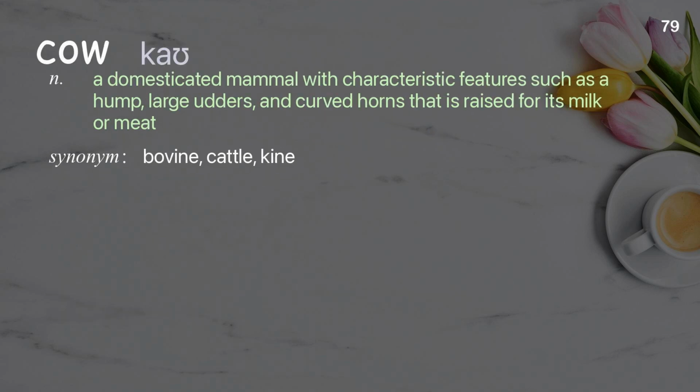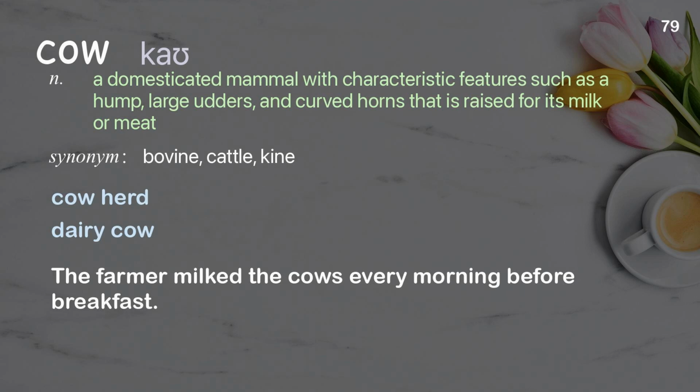Cow. A domesticated mammal with characteristic features such as a hump, large udders, and curved horns that is raised for its milk or meat. Examples: Cowherd. Dairy cow. The farmer milked the cows every morning before breakfast.